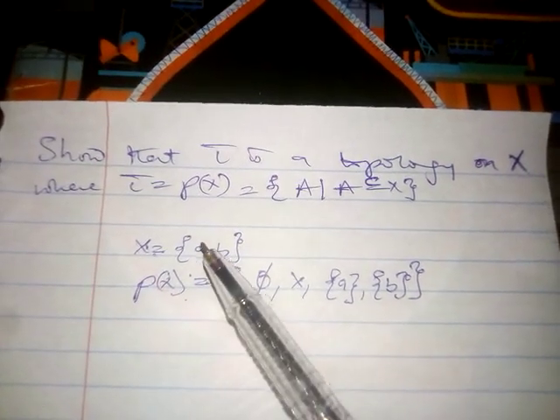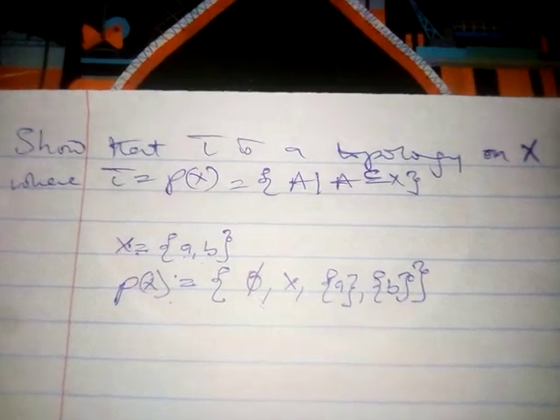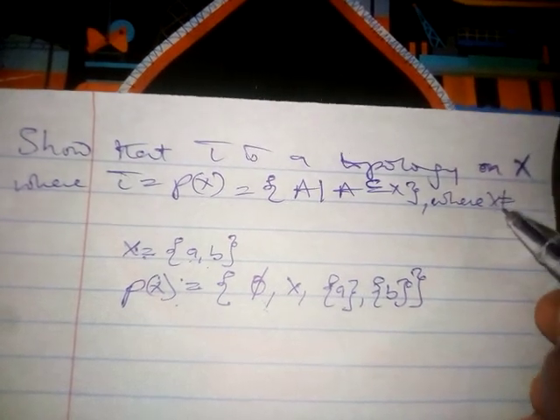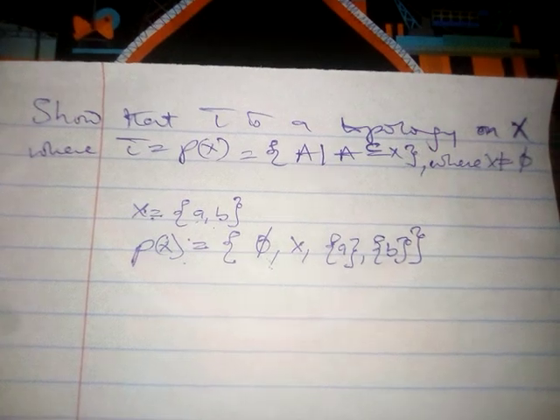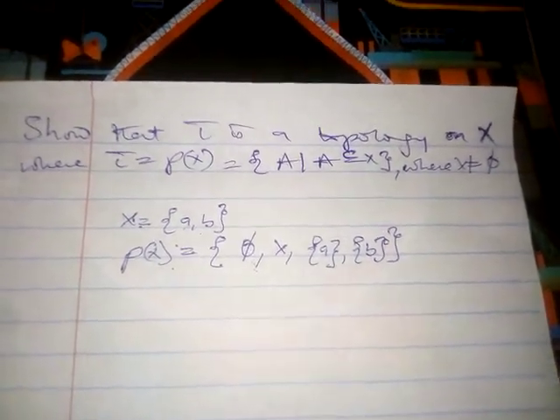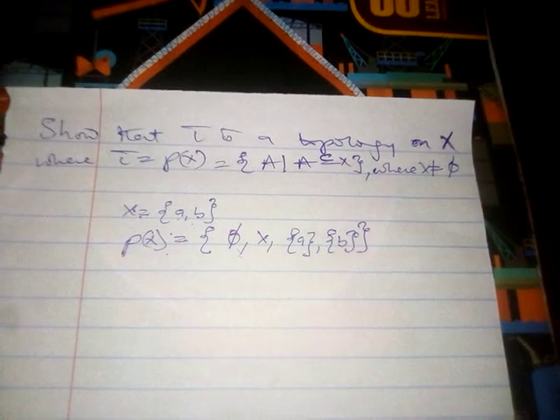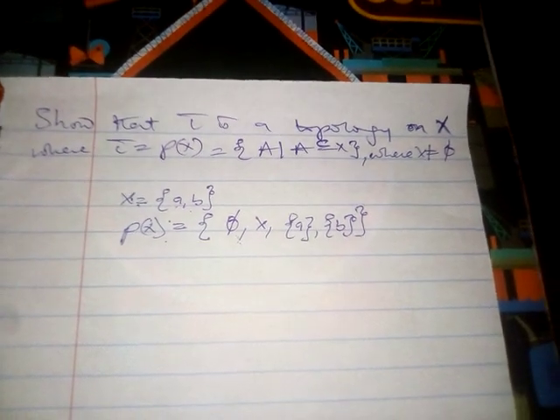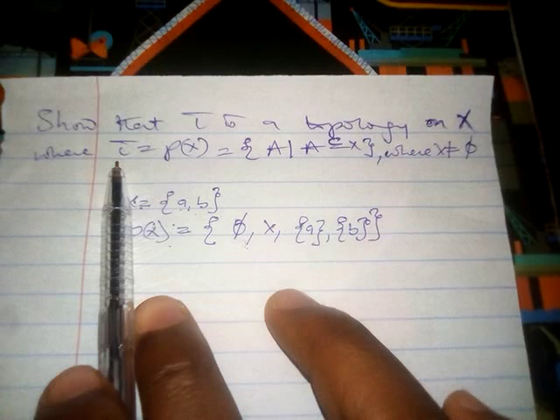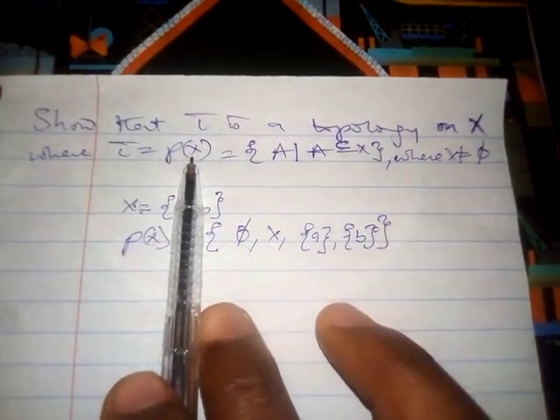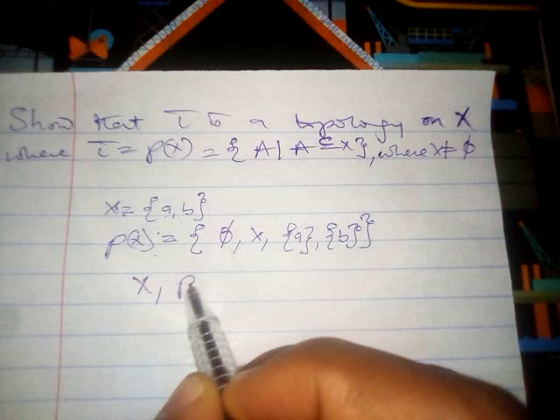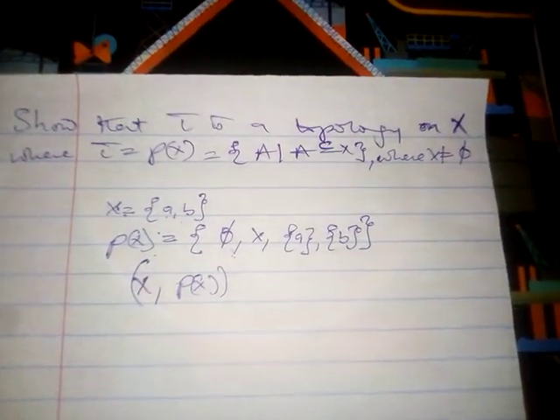Now, X is an arbitrary set and X is non-empty. Please take note where X is non-empty. We don't want X to be empty. So X is an arbitrary set and we don't want X to be empty. We want to show that the topology is equal to the power set, that is, we want to show that X with P of X is a topological space.